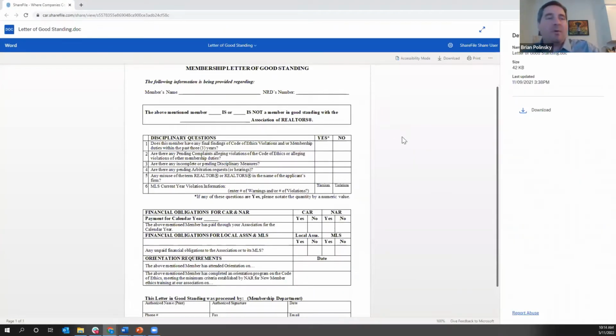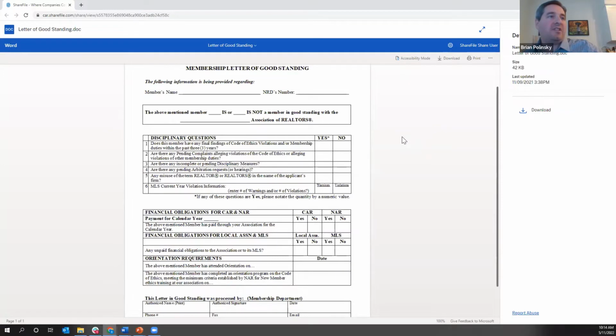This is the sample letter of good standing that C.A.R. publishes and that we recommend that you use. So it includes all of the information that you would need to provide to the association requesting information. So at the top, we have member's name, member's number, and then in bold, we kind of have the bottom line. Either the member is or is not a member in good standing of your association. Then we have questions related to discipline. So make sure that we answer all of those questions.